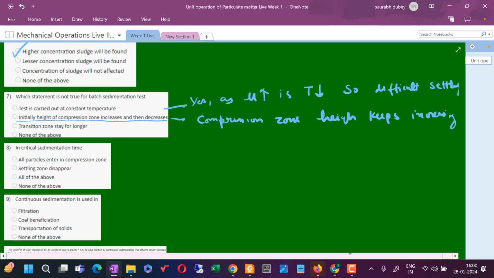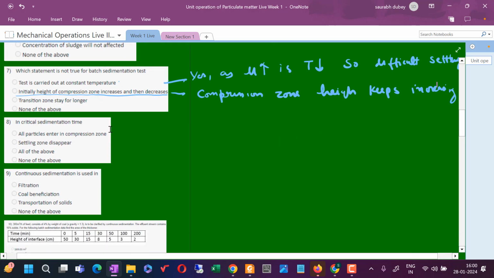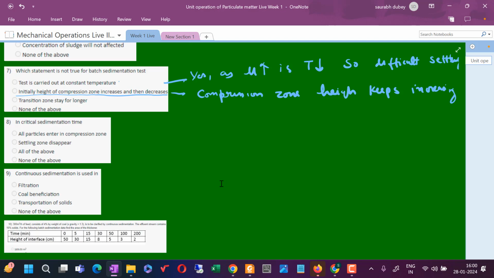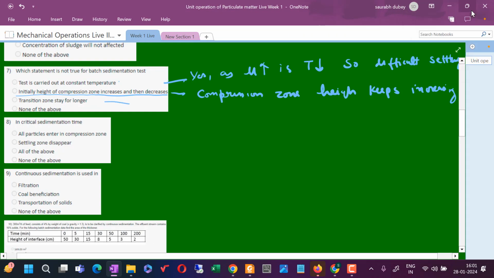Okay. And then, this transition zone stays for long. No, no, no. For longer time there is no transition zone, as is clear from this particular image we see. For larger time, there will be no transition zone. You see, at T infinite, there is no transition zone. C is completely diminished and deleted. So this is not true.